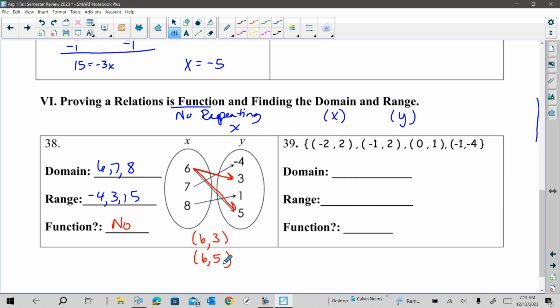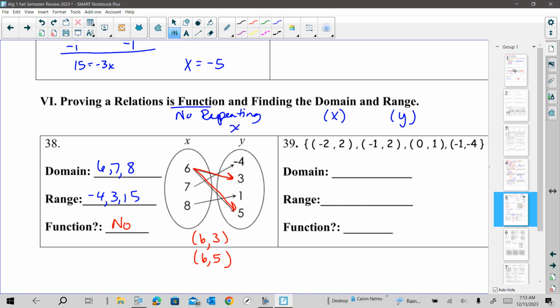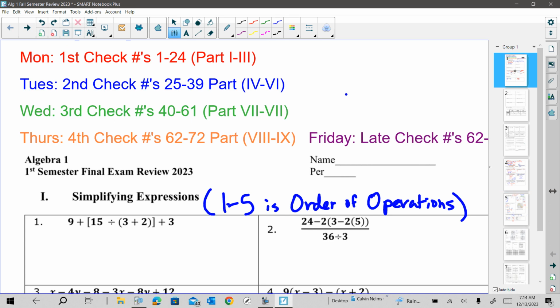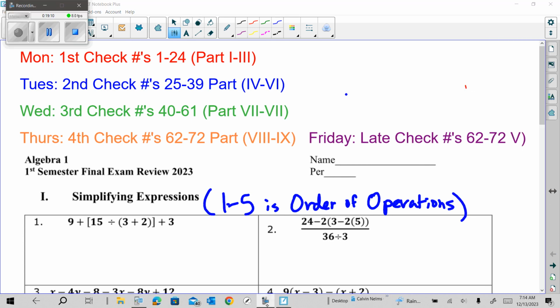All right. So that's that section, and then we are going to move on to the next section, which I believe is 40 to 61. Okay. All right. Hopefully that helps.